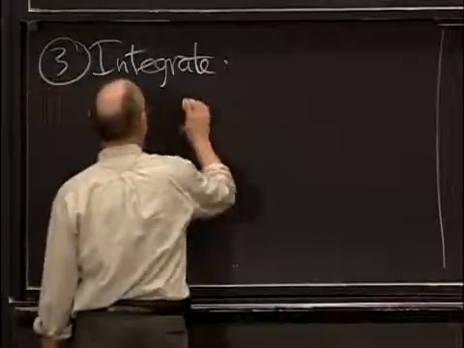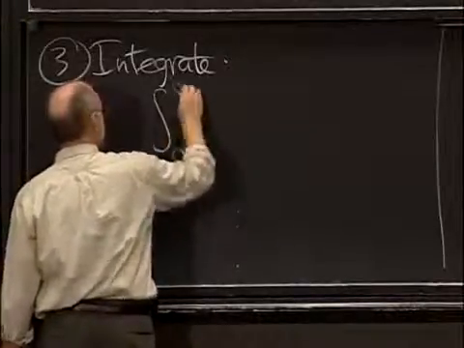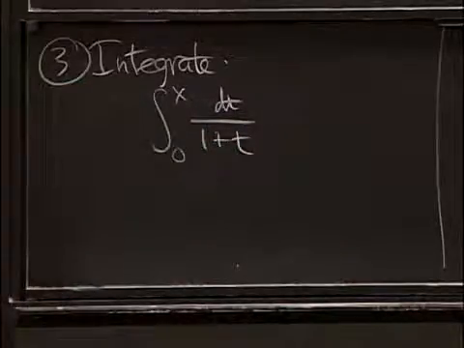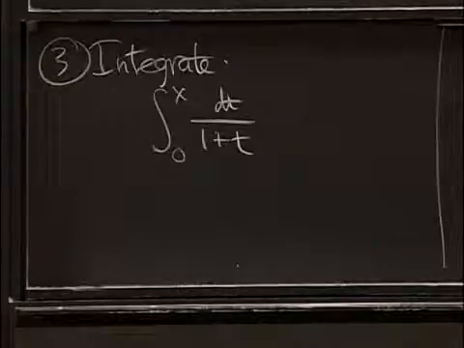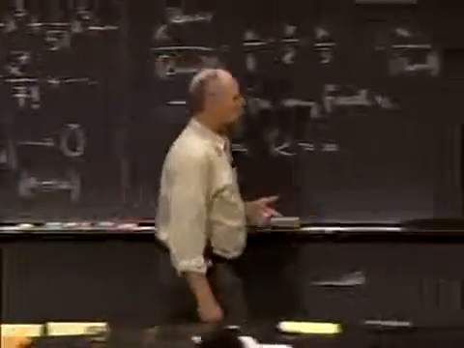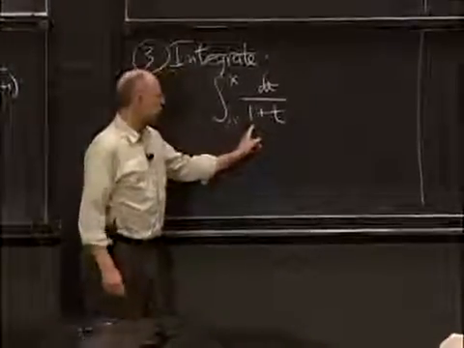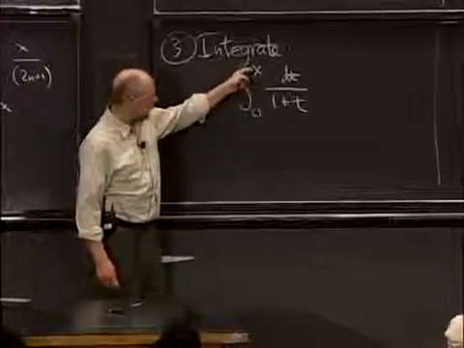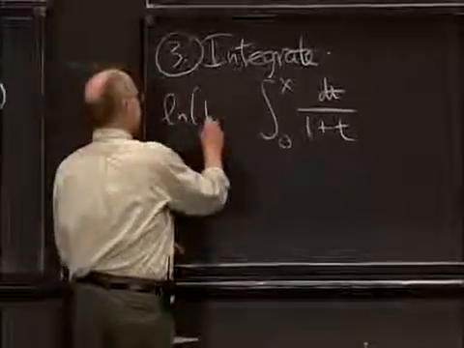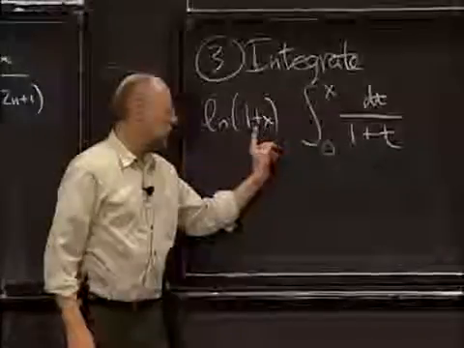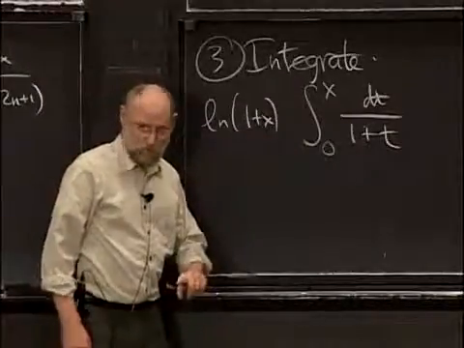So the integration I'm going to do is this one: the integral from 0 to x of dt over 1 plus t. What is that integral as a function? When I find the antiderivative of this, I get the natural log of 1 plus t. Then when I evaluate that at t equals x, I get the natural log of 1 plus x. And when I evaluate the natural log at 0, I get the natural log of 1, which is 0. So this is what you get.